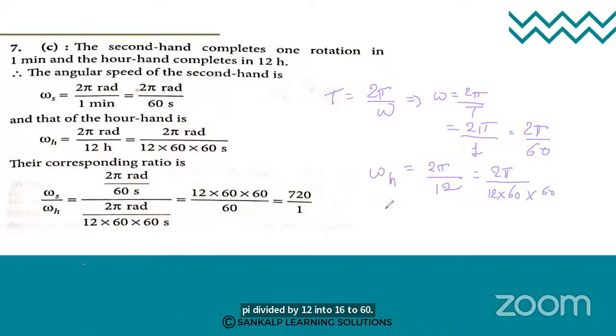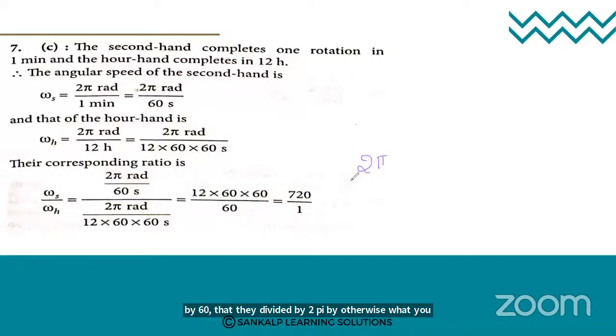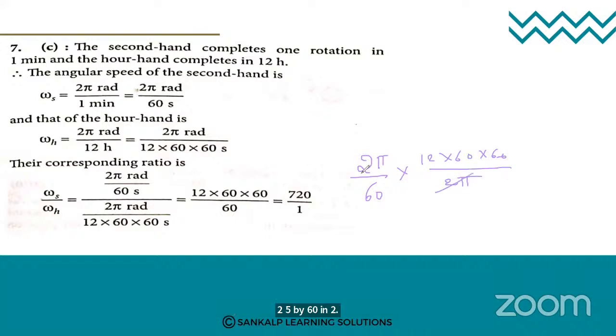Yes. So therefore the ratio of the second hand to the hour hand is given by 2 pi by 60 divided by 2 pi by 12 into 60 into 60. For your understanding, take it this way: 2 pi by 60 into 12 into 60 into 60 divided by 2 pi. So 2 pi will get cancelled, 60 will get cancelled, 12 into 60 is 720 divided by 1. So option C is the correct answer, C.